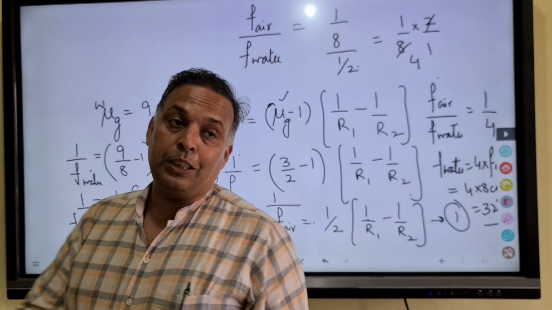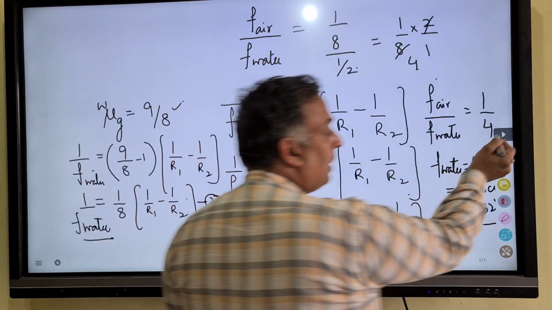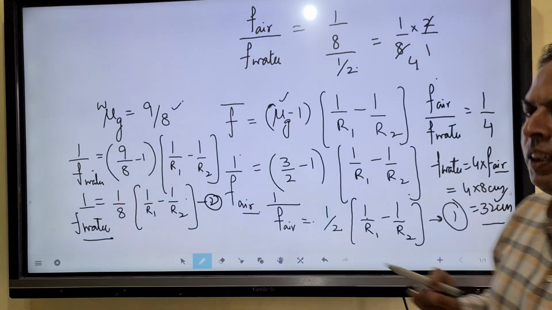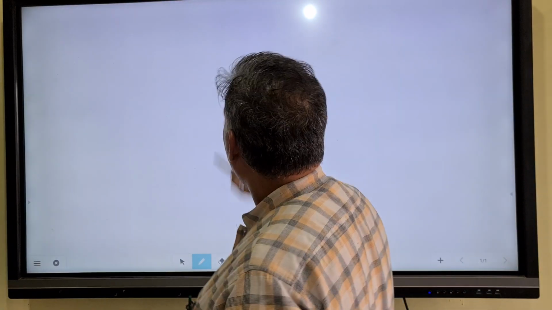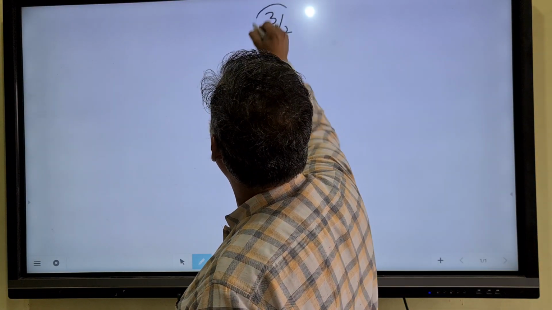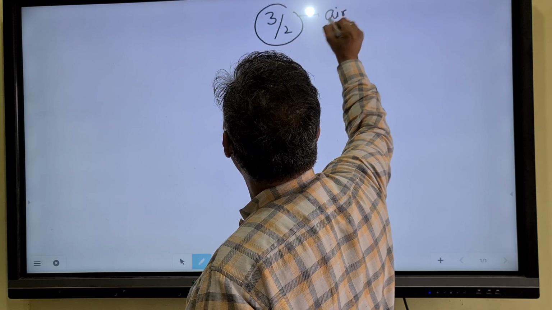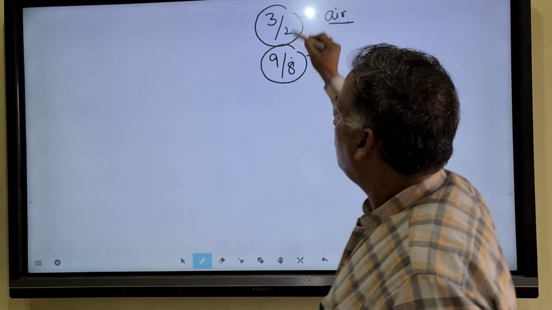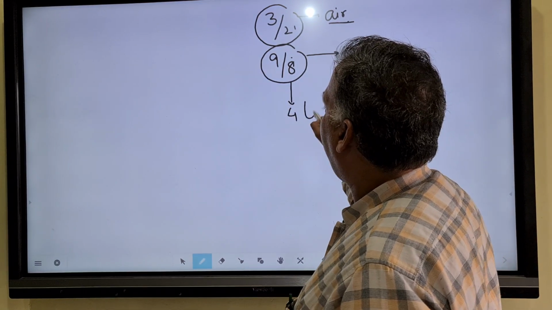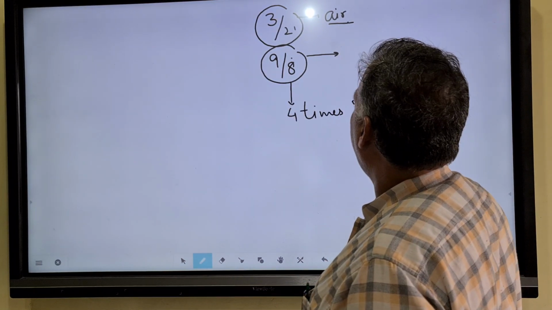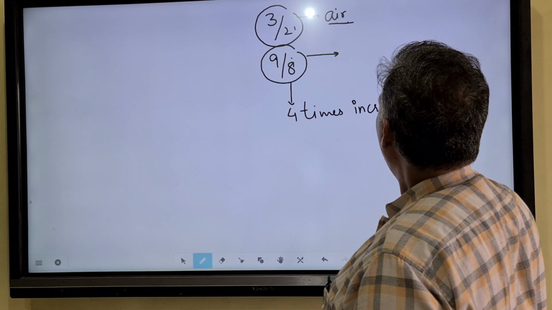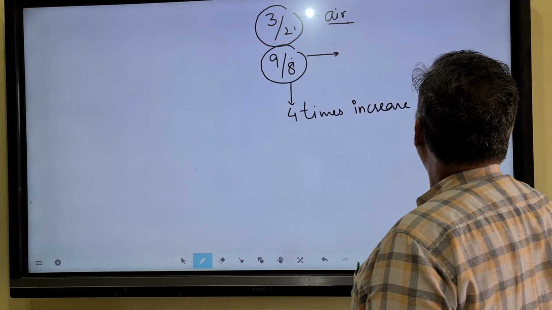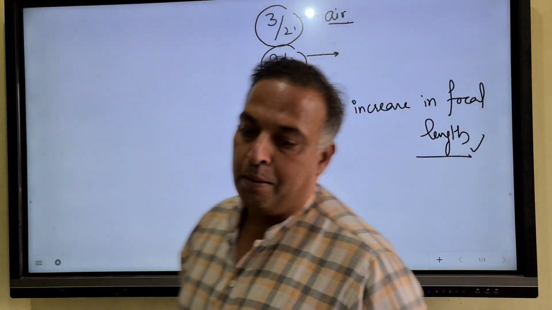So earlier I told you, always keep this in mind: when any lens is dipped in water, it has a refractive index 3 by 2 in air. When it is dipped in water, it becomes 9 by 8. So due to this, there is a 4 times increase in focal length. Focal length increases by 4 times.